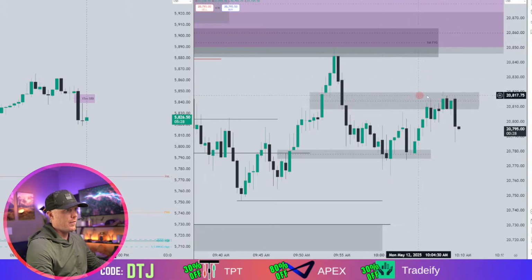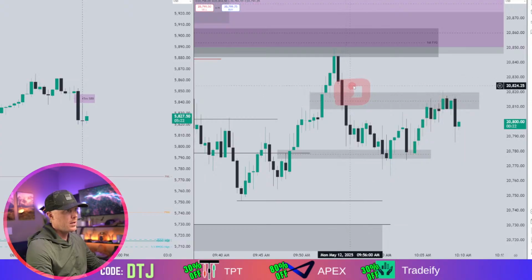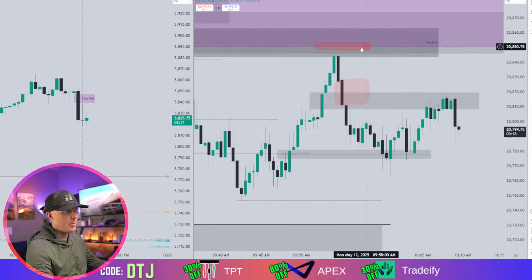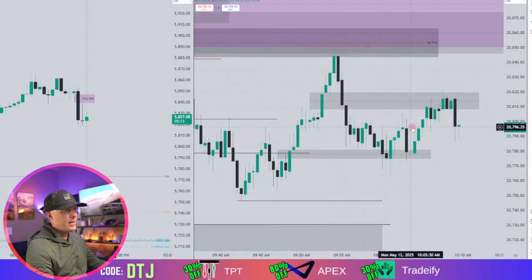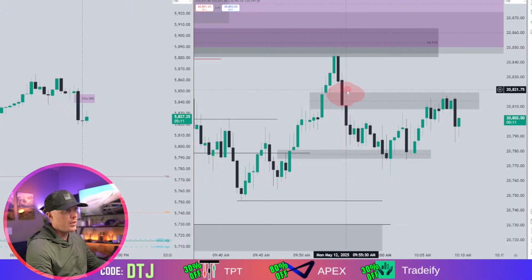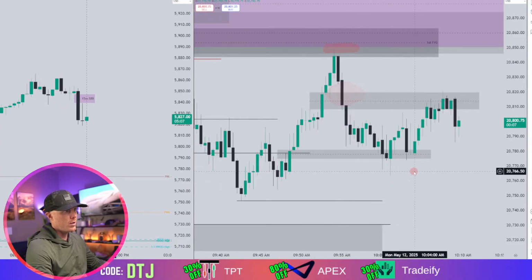So this price leg came up to do what? It was either going to fill this imbalance, or the only other option is run liquidity up here. Those are the only two options why price moves. It's either going to fill the imbalance, or it's going to run the liquidity.